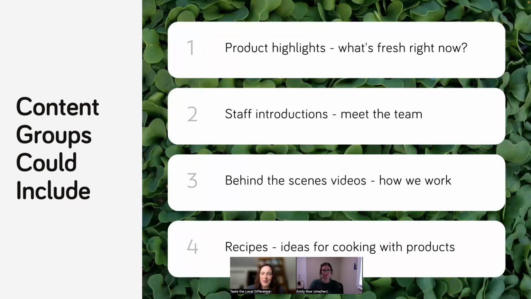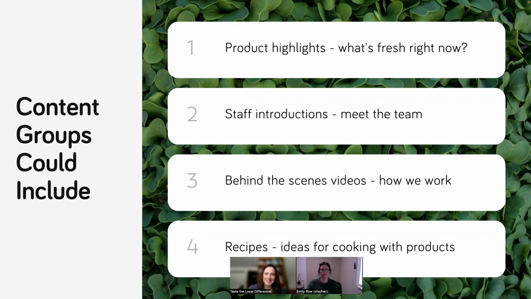So, some ideas of content groups, just to get you thinking about this. One is product highlights. So what's fresh right now? What are you harvesting and excited about? That can include pictures of whatever that product is, but also ways to use it, how to store it, how to cut it up, all of those various things related to that product. Especially important, I think, when you start harvesting a new crop, if you're growing produce.